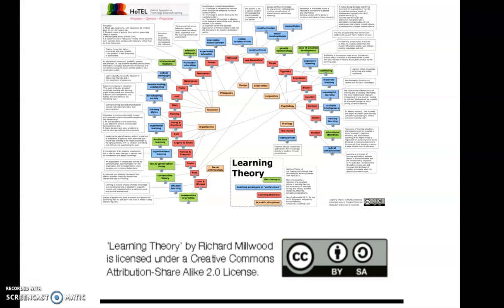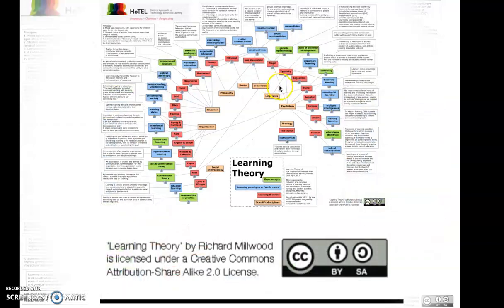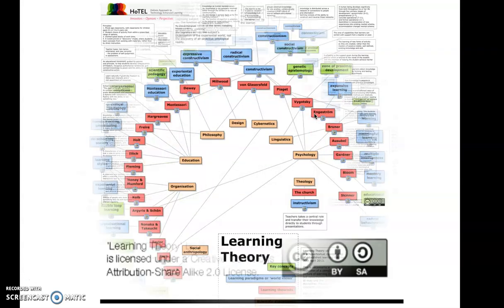This graphic by Richard Millwood of learning theory is useful in helping us to conceptualize the key writers that have influenced the scholarship of teaching and learning. What I want to do is begin with the work of John Dewey and work around the horseshoe, highlighting principal writers who have influenced the scholarship of teaching and learning.